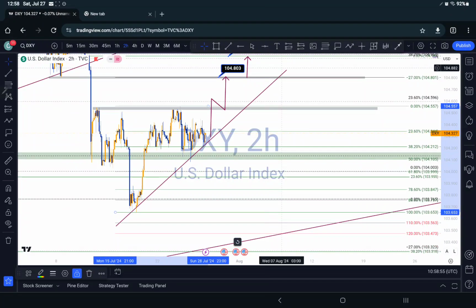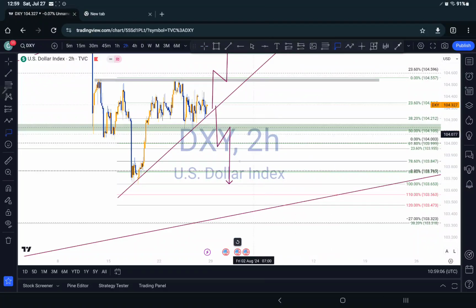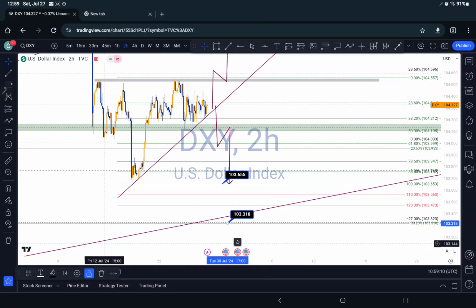Like I said, we know we don't predict the markets, we react to the market. So if anything happens and we're going to push to the downside on the XY, this would be a good one right here. Right here will be first TP, and my second TP will be my previous zone.